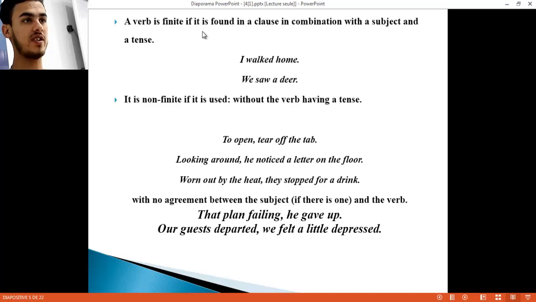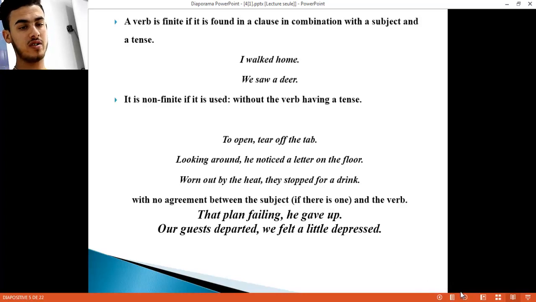A verb is finite if it is found in a clause in combination with the subject and the tense. So here we have an agreement between the subject and the verb, so it is a finite form. Here in the example, I walked home, we have to notice that walked is conjugated in the simple past, following the subject I. A verb is non-finite if it is used without the verb having a tense. So here we have the infinitive to open, or the gerund form with ing. Here are some non-finite forms, which have no agreement between the subject and the verb.